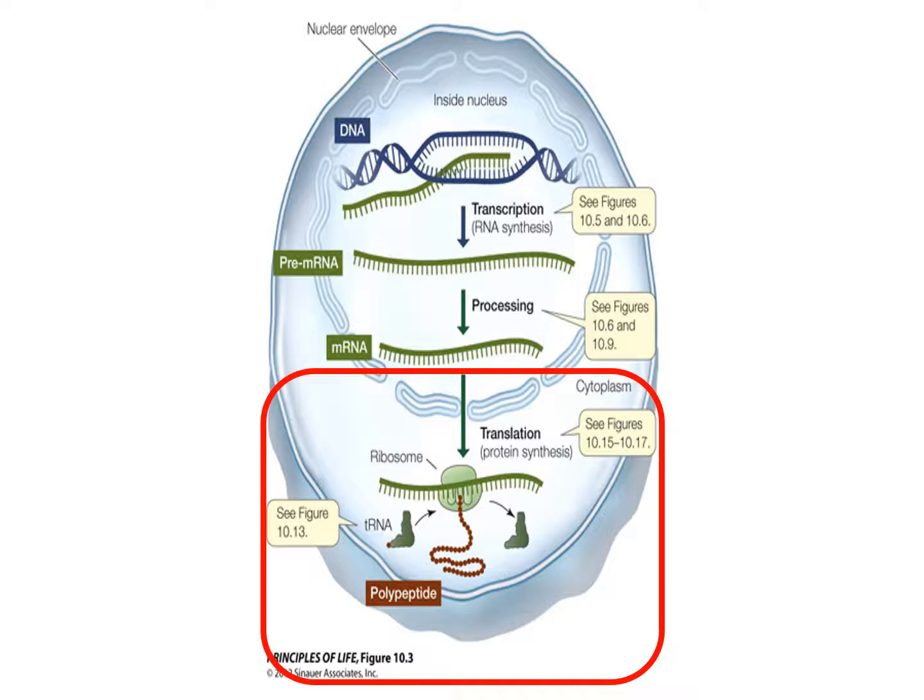So when we look at this picture, we see the red rectangle on the bottom. That shows where translation is occurring. Obviously, it's outside the nucleus at a ribosome. Ribosomes can be either free-floating or they can be attached to the rough endoplasmic reticulum. Just depends on the ribosome.